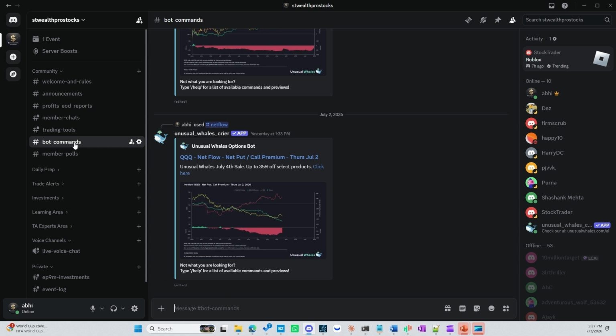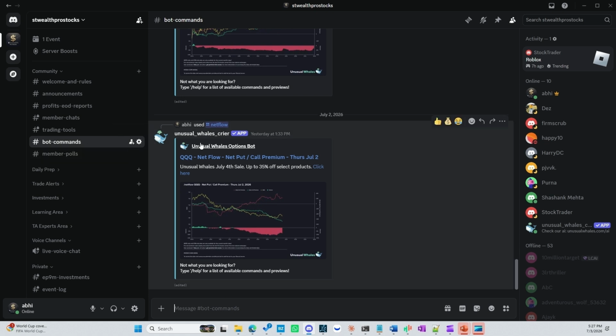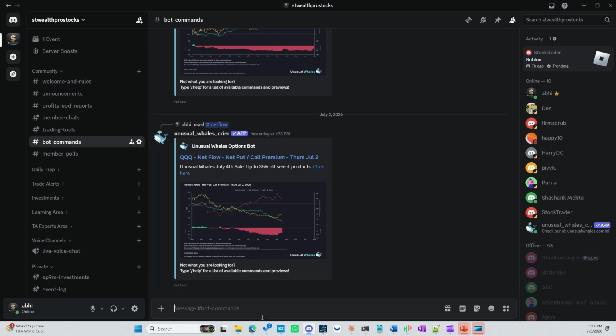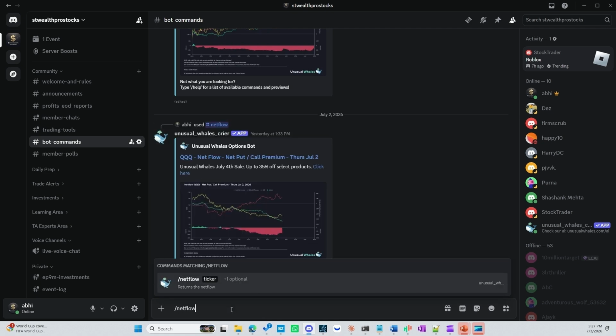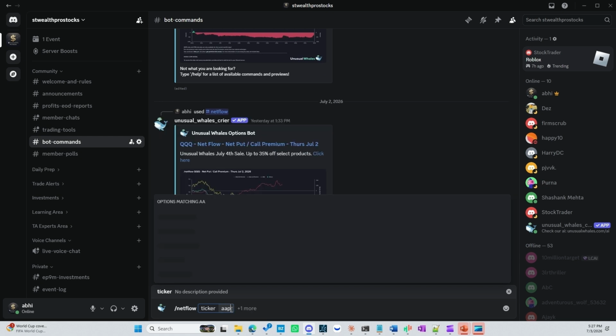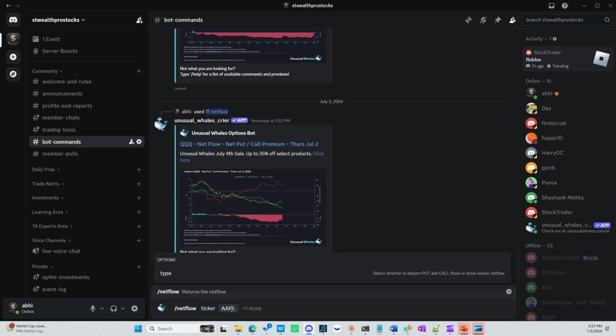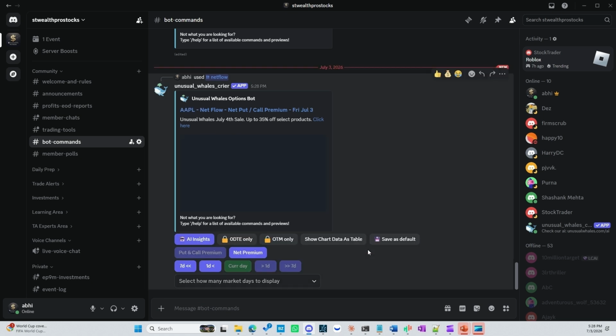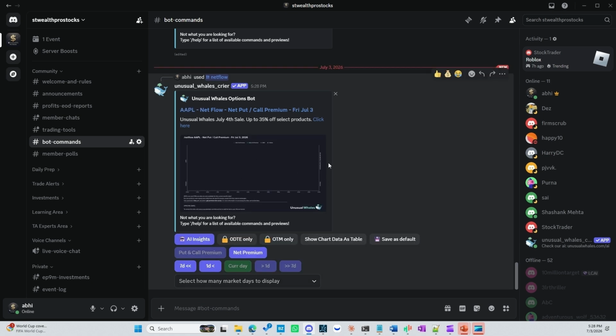And this is the bot commands channel. This is where the integration with third-party bots happens. Unusual Whales, that is a good one. We also had TradeTex, but TradeTex seems to have some issues with their service itself, so I discontinued it. But with Unusual Whales you can issue different commands. For instance, if you want to see how option premium flows are happening for, say, Apple stock, you can type commands like this and you get to see how the options flow is.